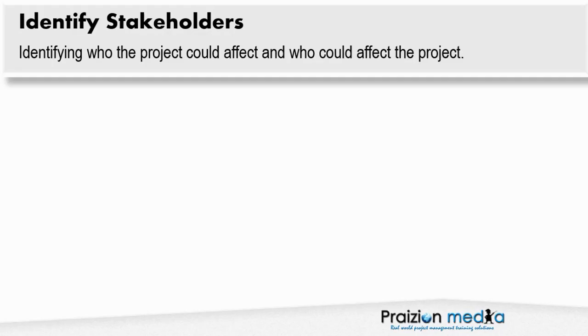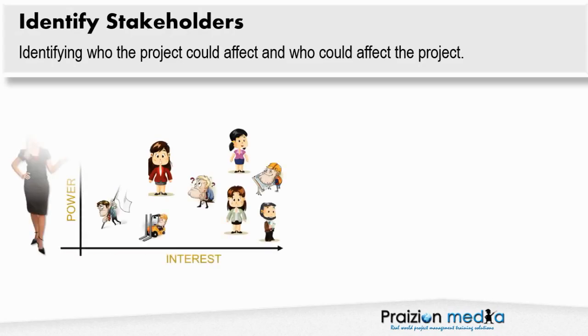Identify stakeholders. This is the first process in stakeholder management. In Identify Stakeholders, the project manager seeks to identify those people who the project could affect and who could be affected by the project. So our main goal, take a look at the screen, is identifying who the project could affect and who could affect the project.